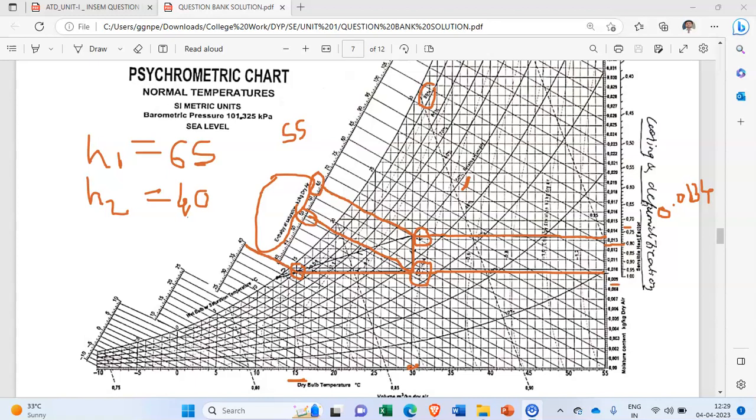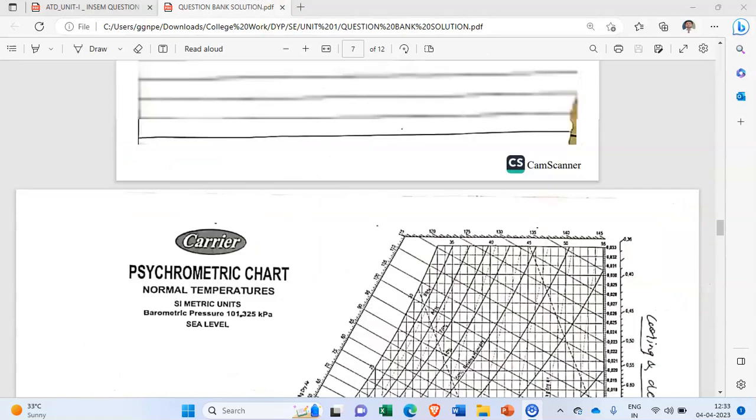And at point 2, if you see, this is 0.009 and this is 0.010. So this comes near to 0.010, therefore it may be around 0.0098. Yes or no? So this is 0.0098 and this is 0.0134. This is W2 and this is W1. I hope you understand how I have calculated the values of H1, H2, W1 and W2. This is very, very important. Remember this.